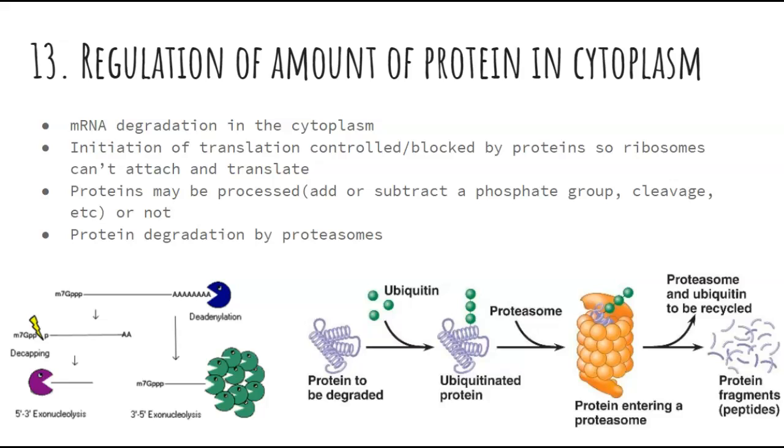Okay, and then lastly, a way that your cell can control how much protein is in the cytoplasm. If you remember back to our protein lecture, one of the things that happens in mRNA processing is we get the cap and the tail. And so we've got enzymes in the cytoplasm, and we're looking right down here. Oh, there goes the bell.